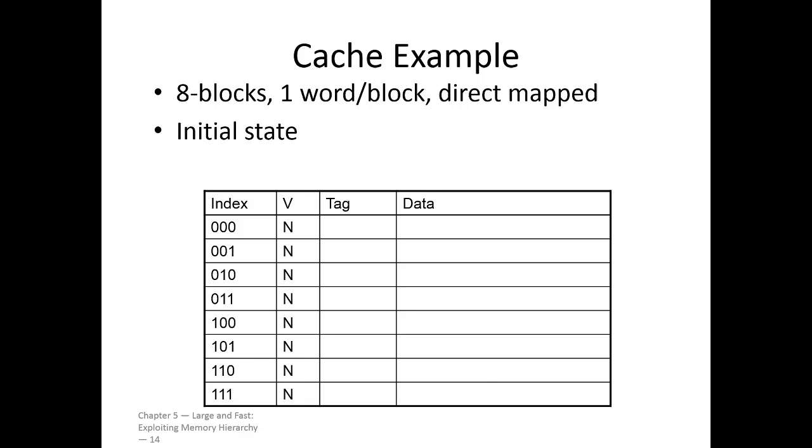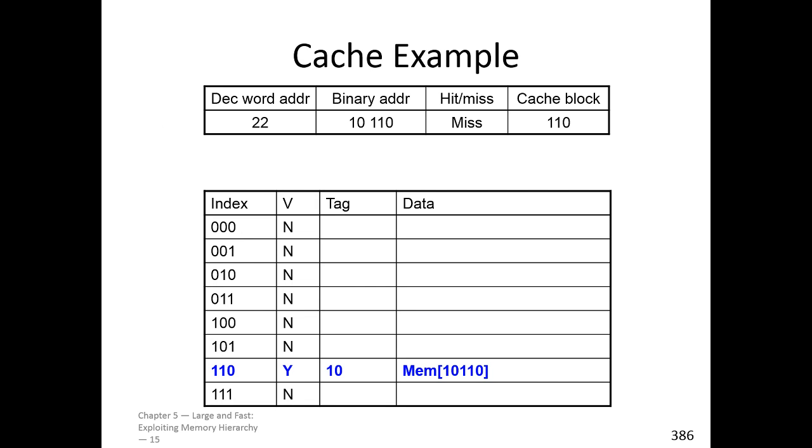It's initialized. So the first seek that we do is looking for decimal word address 22. Let's just focus on these so we're not going back and forth. Which is 10110, and it's a miss. So we've got to go all the way out to main memory. We pull it into cache. Here's our index.